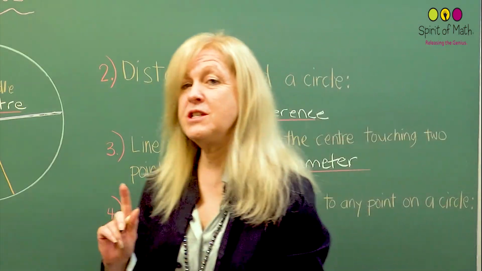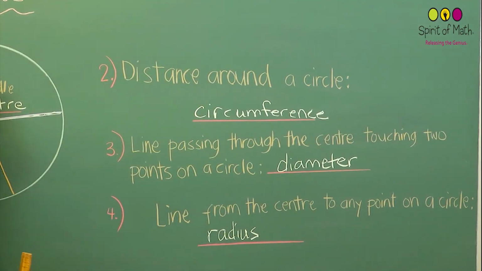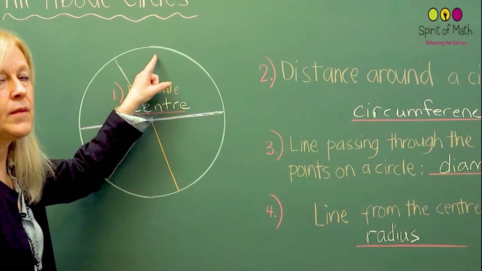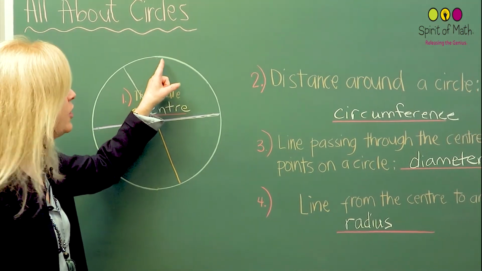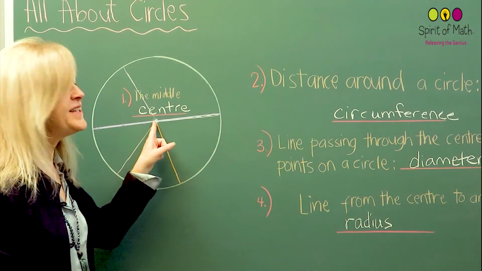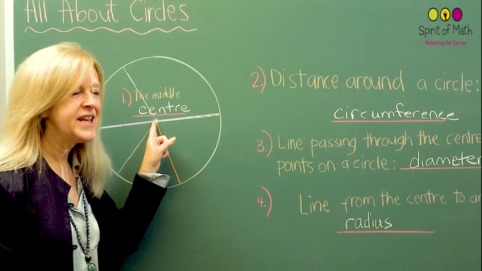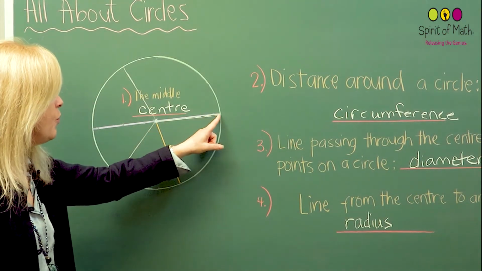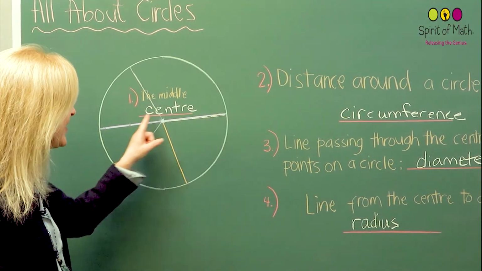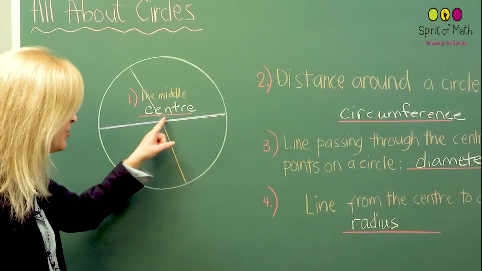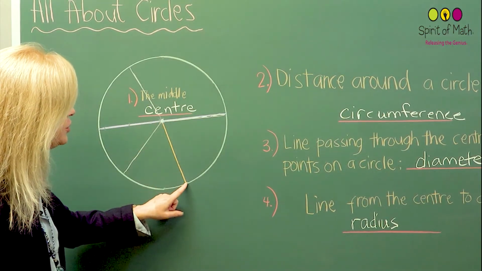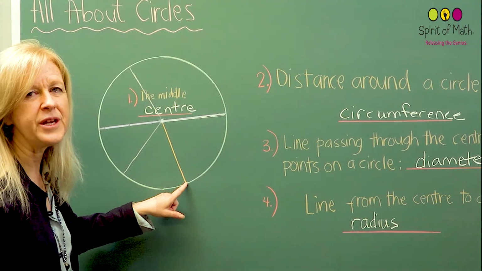Okay, so let's just do this very quickly. Let's go through and review the circle. The length of the circle is called circumference. The middle of the circle is called the center. If you draw a line that goes from one end to the other end of a circle through the center, it has to go through the center, that's called diameter. And then from the center to a point on the circle is called a radius.